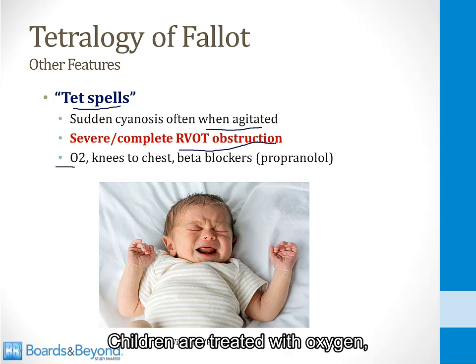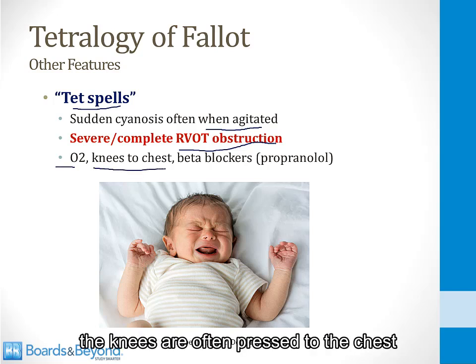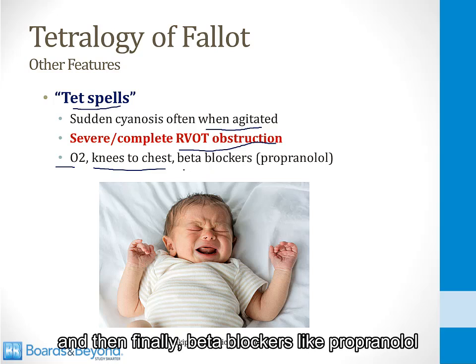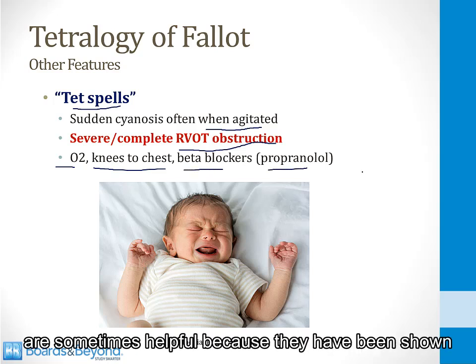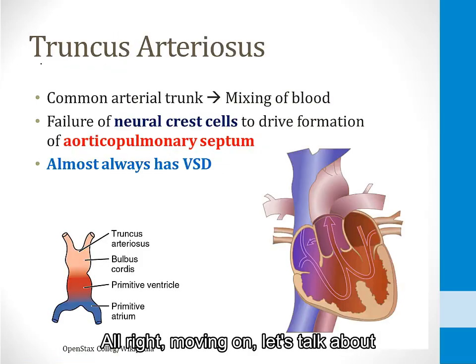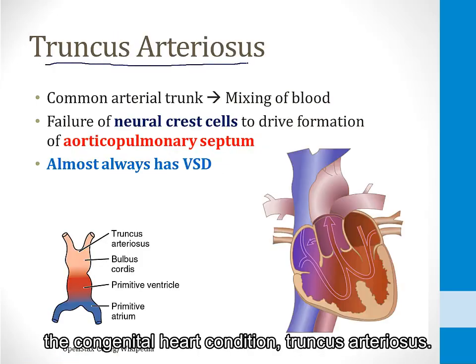Children are treated with oxygen. The knees are often pressed to the chest. This is just like squatting. It's designed to increase the afterload and drive blood flow through the lungs. And then finally, beta blockers like propranolol are sometimes helpful because they have been shown to decrease the degree of RVOT obstruction.